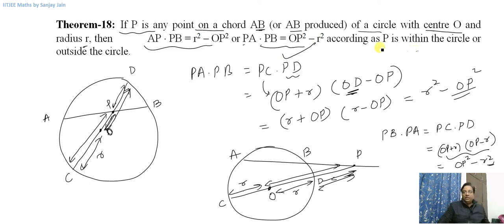So according as P is within the circle or outside the circle, these results will follow if P is any point on a chord AB of a circle with center O and radius R.